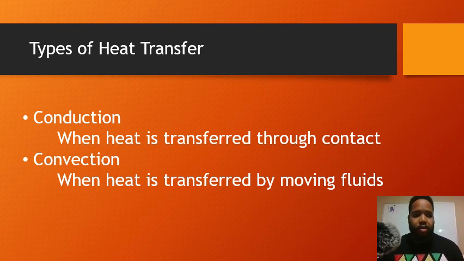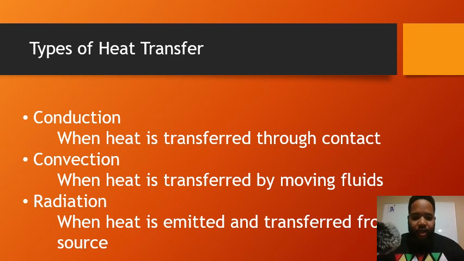So you usually see this in convectional ovens where the heated air is blown through the oven, or in boiling water when you can actually see the water circulating. The water is what's transferring the heat. So by moving fluids, could be a liquid, could be a gas like air.